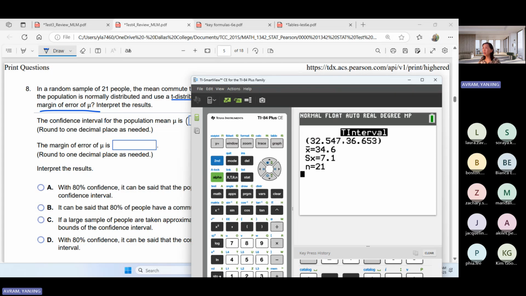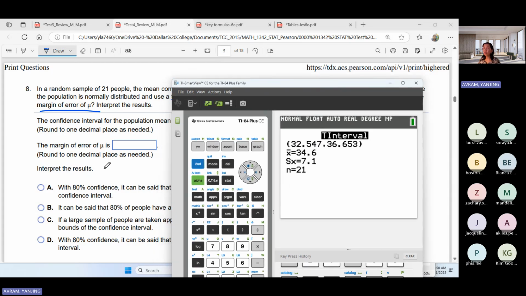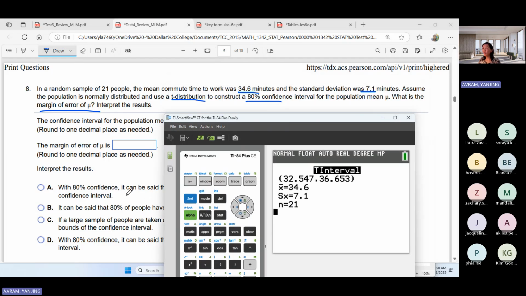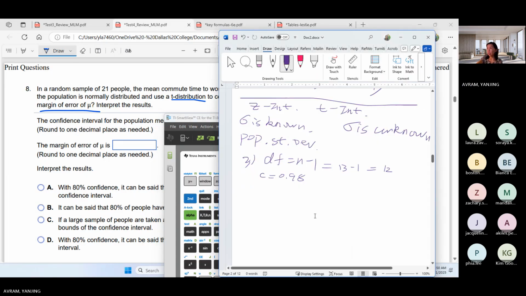Sometimes people ask, how do I find my margin of error here? If you know the confidence interval and want to find the margin of error, it's actually really easy. Remember, I said it earlier, we have x bar minus E, right?